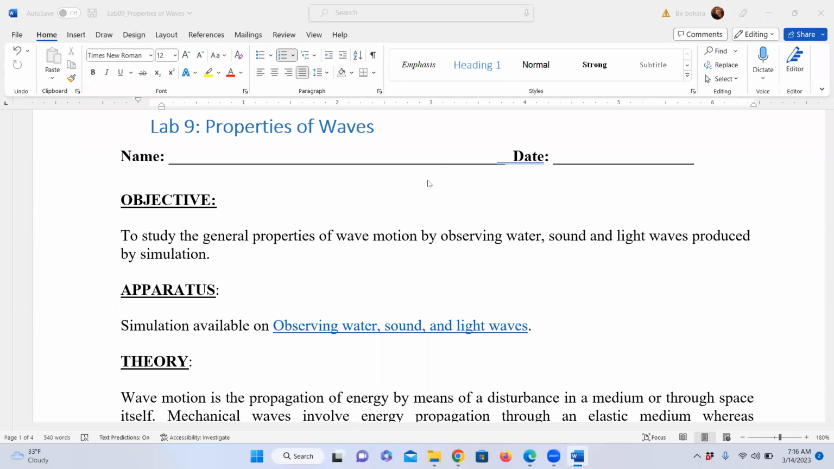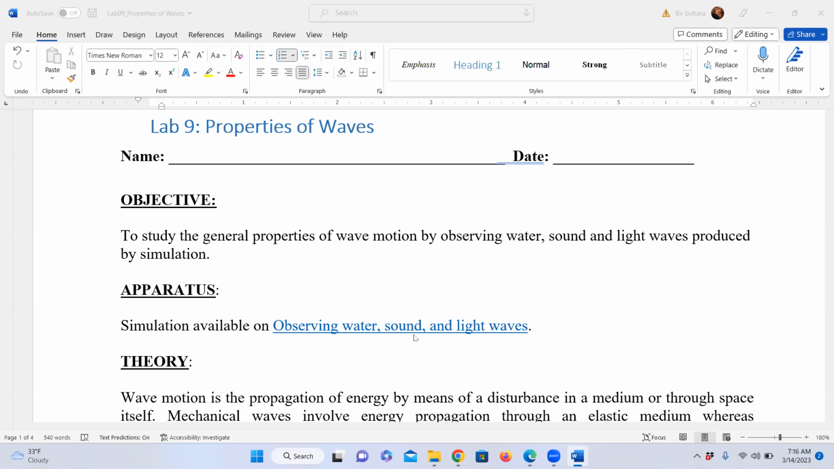In this lab, you will be learning about the properties of different kinds of waves. So we are basically observing water waves, sound waves, and light waves. The first two, the water wave and the sound wave, are mechanical waves. They can transfer from one part of space to another part.